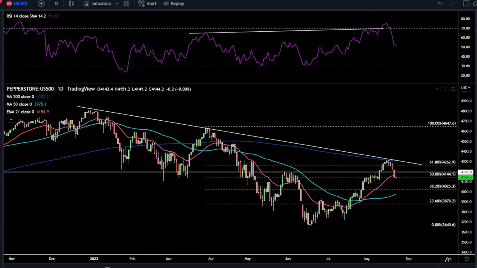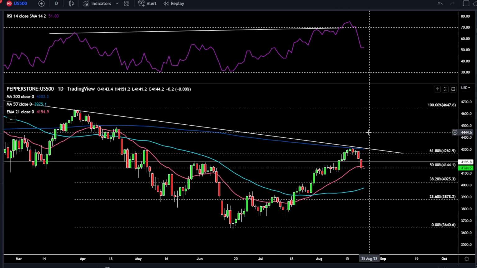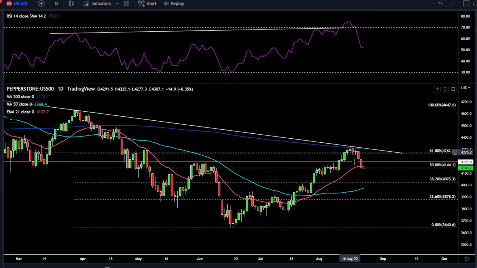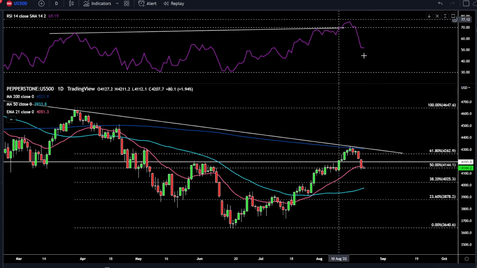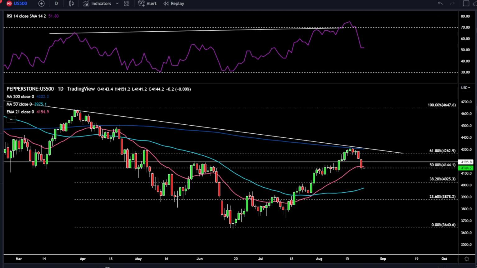Let's move on to the S&P 500, which saw a big sell-off yesterday. We can see it came into some stiff resistance there at the 200-day simple moving average, as well as the downtrend line. And we saw some big bearish red candles coming there. The RSI moved out of overbought territory. We're still above 51.80, and we're seeing potentially a little reversal candle here.